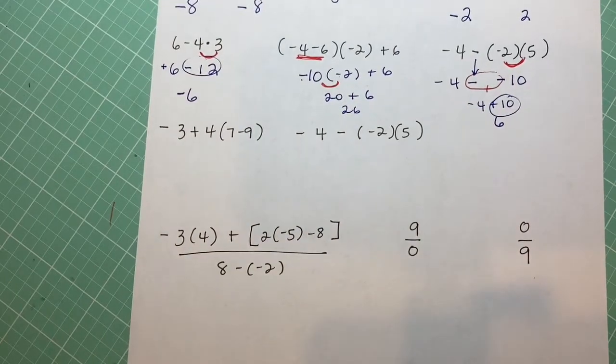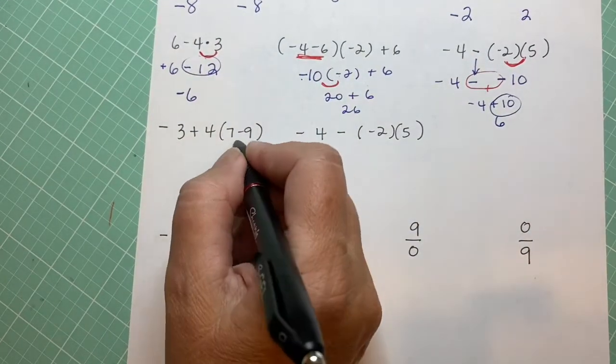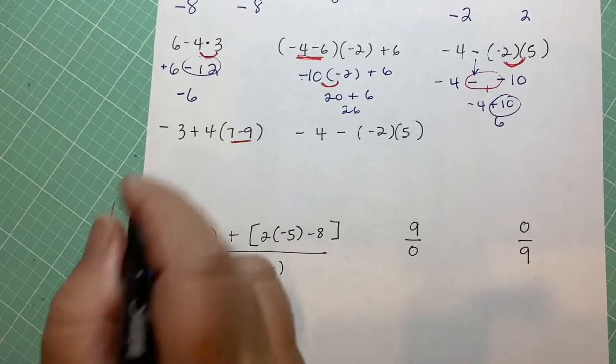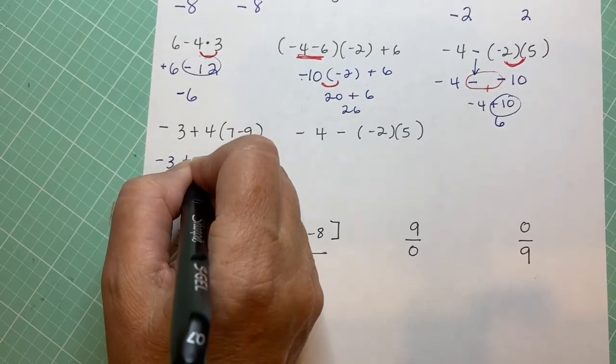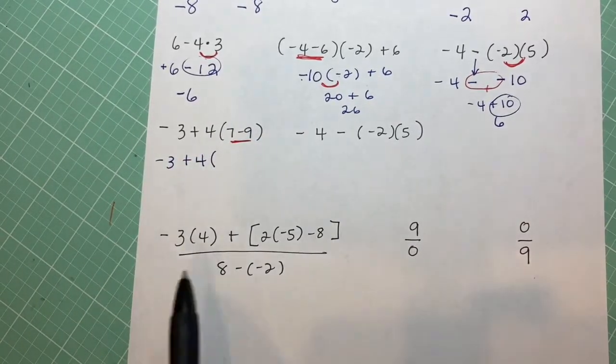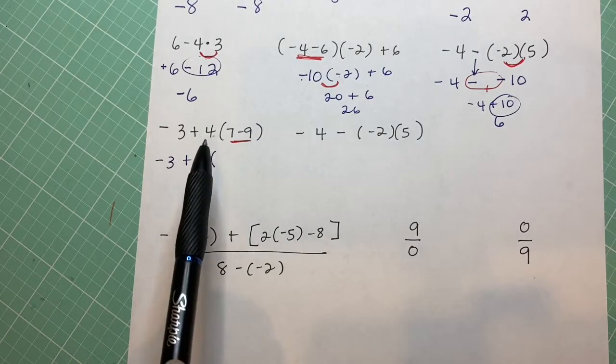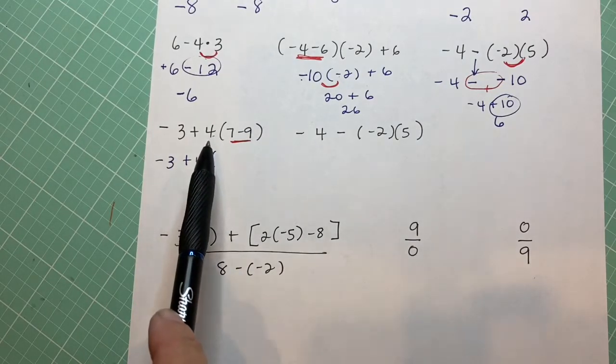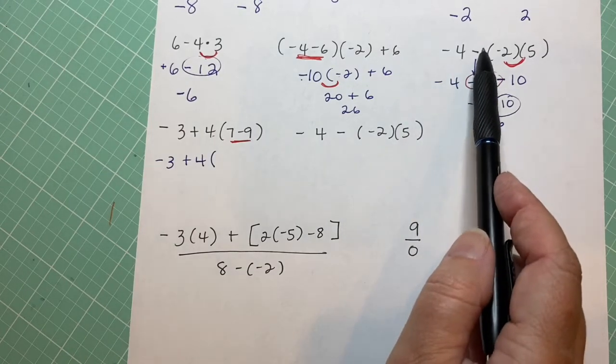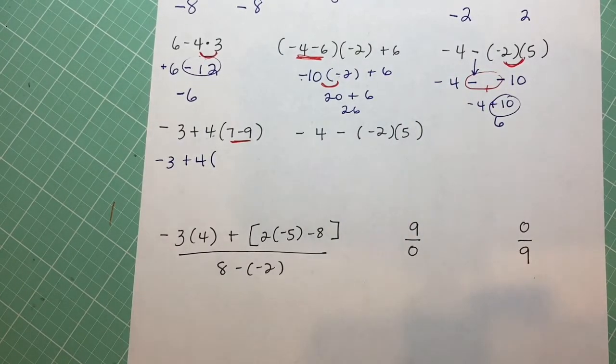Okay, let's look at another one. Order of operations sends us in here first. So this -3 and this +4 come down, and this is going to stay in parentheses because that 4 is right next to the parentheses. It means multiplication. See here, we didn't have a number in front of there, so we could drop it out.